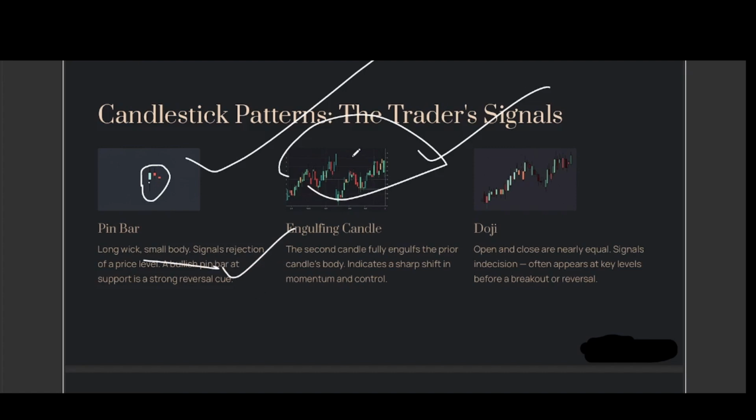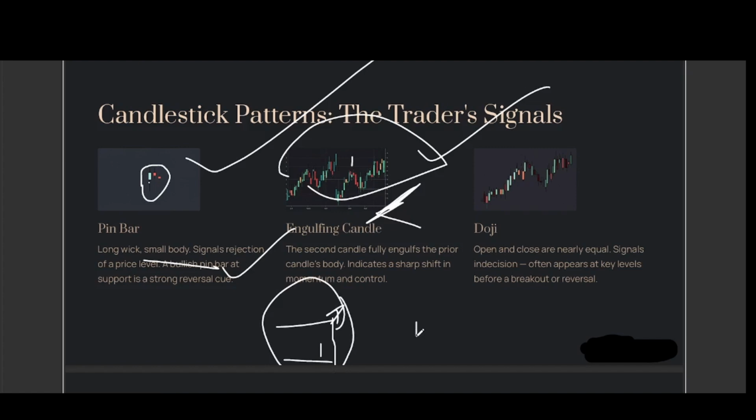And next is the engulfing pattern. Engulfing pattern is of two types, bearish and bullish engulfing. First is bullish engulfing, when a small red candle is there and a big green candle completely engulfs it. Means the top of the red candle to the bottom of the red candle is completely engulfed. Then this is called bullish engulfing. And this is a good sign that the market is going to go in the larger candle's direction, green.